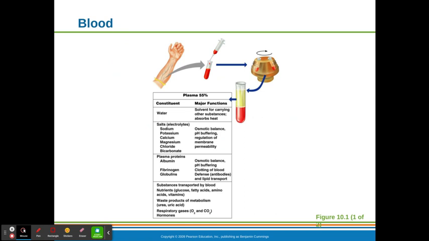So your plasma is primarily going to be water and ions, and then also your substances that are transported by blood. So your nutrients, your waste products, all of that as well.